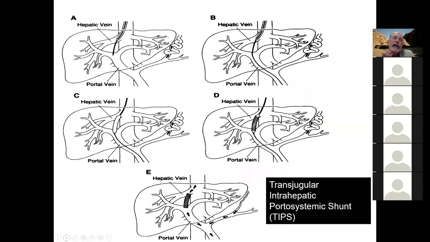This is a TIPS shunt diagram. So you can see in the A in the upper left corner, you've got a catheter coming into the transjugular vein into a hepatic vein. There's a probe. It goes across, finds the portal vein, you slip another catheter over that, a balloon directed catheter, that balloon passes, and then you launch the stent or the shunt over that.